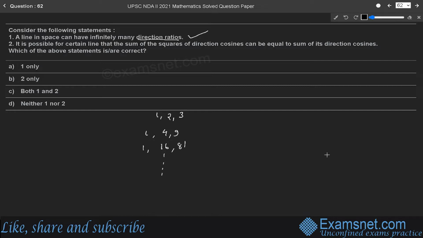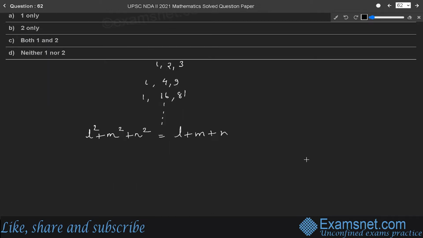The second statement says the sum of squares of the direction cosines. We know that direction cosines are l, m and n. So the sum of squares of direction cosines will be l² + m² + n². It is equal to the sum of its direction cosines, which is l + m + n. We know the value of l² + m² + n² is 1. So 1 will be equal to l + m + n.